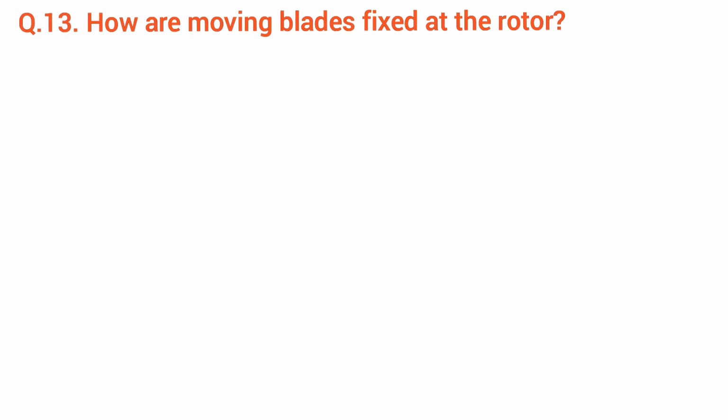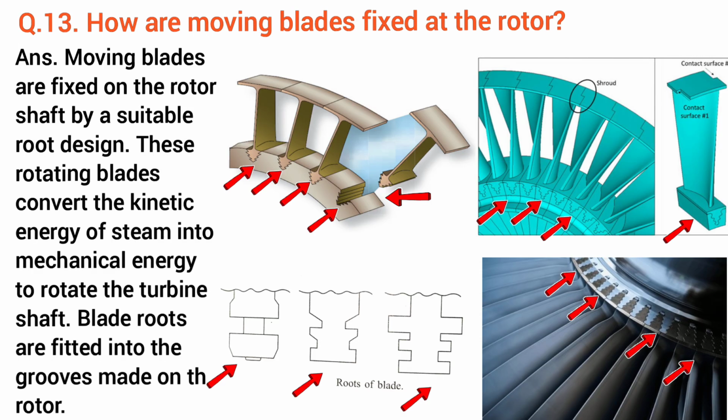How are moving blades fixed at the rotor? Moving blades are fixed on the rotor shaft by a suitable root design. These rotating blades convert the kinetic energy of steam into mechanical energy to rotate the turbine shaft. Blade roots are fitted into the grooves made on the rotor.